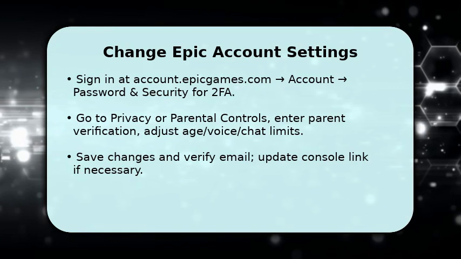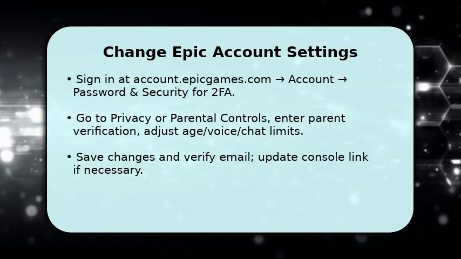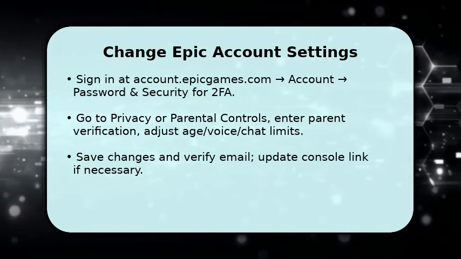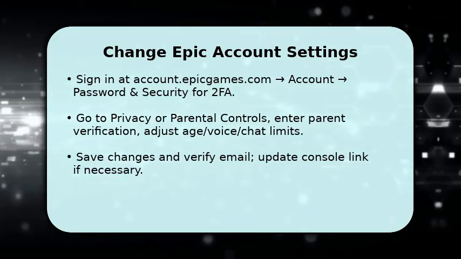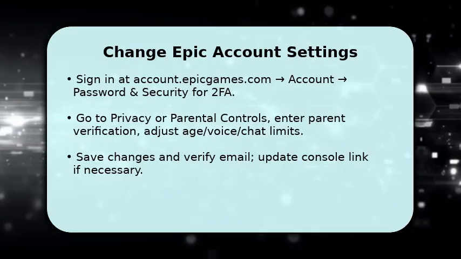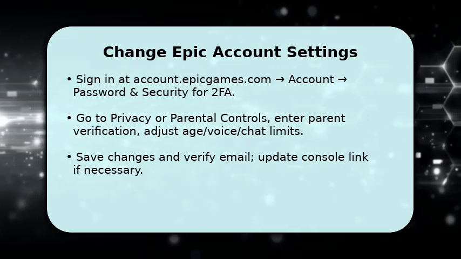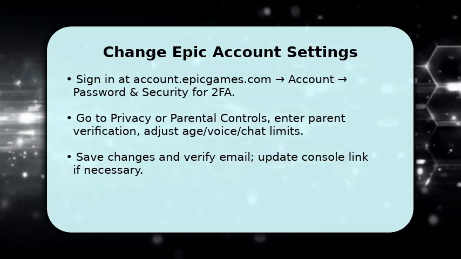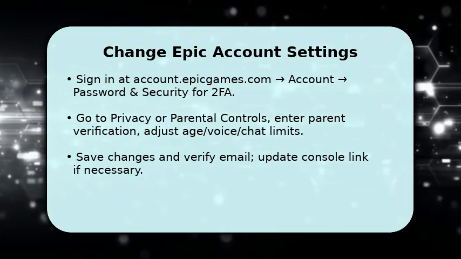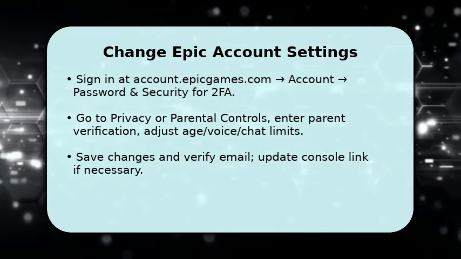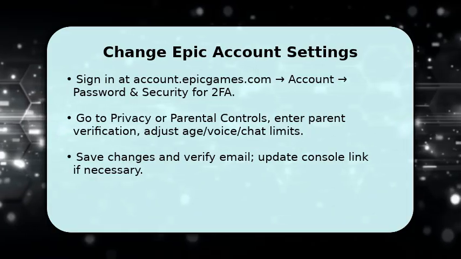Next, sign into your Epic account and go to Privacy or Parental Controls. Enter the parent verification when prompted. This may require the parent's Epic login or an emailed code. Adjust chat, voice, and age-based restrictions to the desired level and save. Once done, verify your email and confirm any console account links are updated so Fortnite recognizes the new permissions.